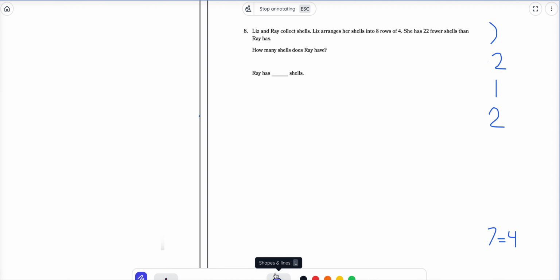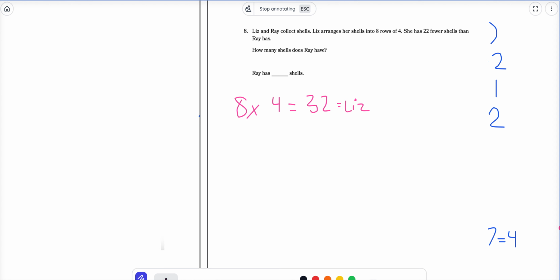Let's figure out how many Liz has, huh? Well, how does she arrange her shells? What's the first step? How does she arrange her shells? 8 rows of 4. So what is that? What is 8 rows of 4? We could draw the picture, or we can do what? 8 times 4. And what is 8 times 4, sir? 32. Yes, sir. So, Liz puts her shells in 8 rows of 4. So how many shells did she have? She had 32. Tells us right here she has 32. So this is Liz, all right?